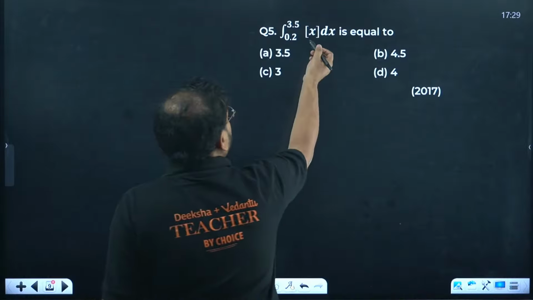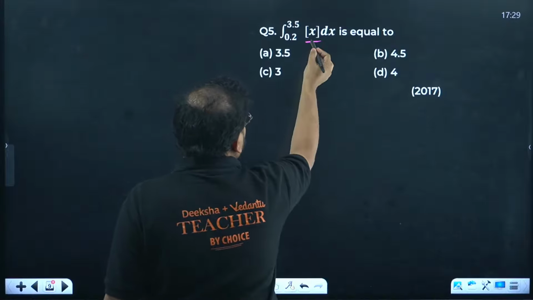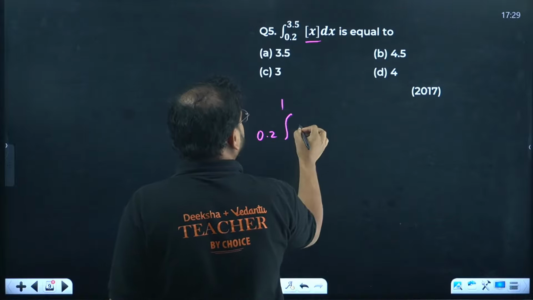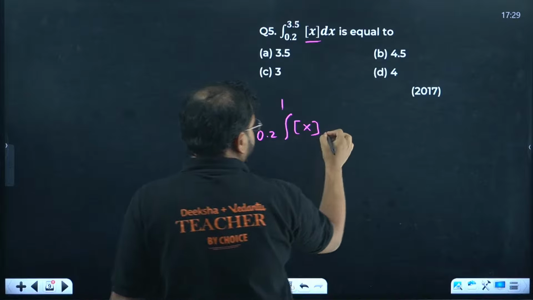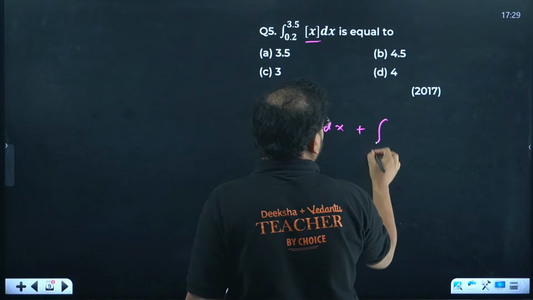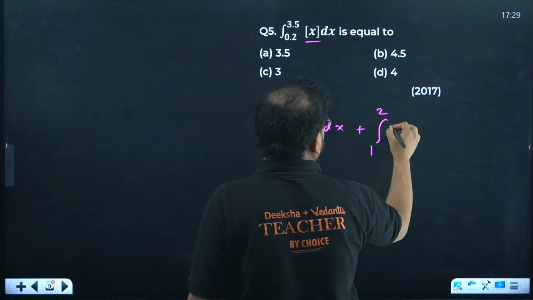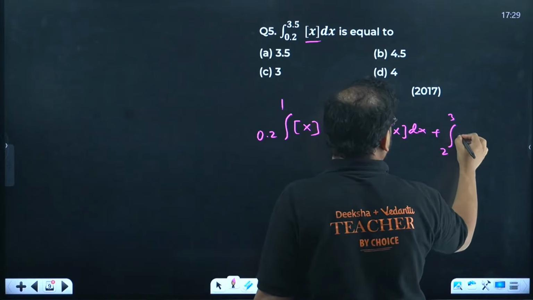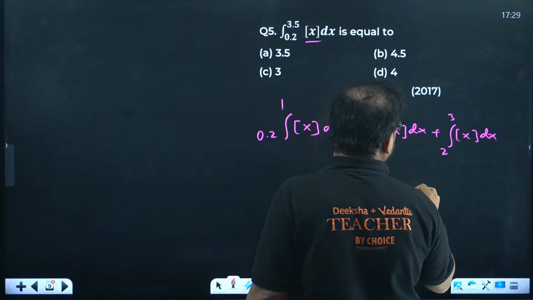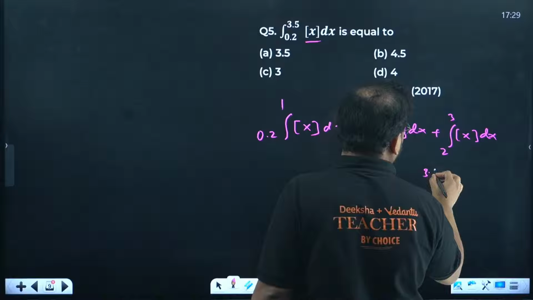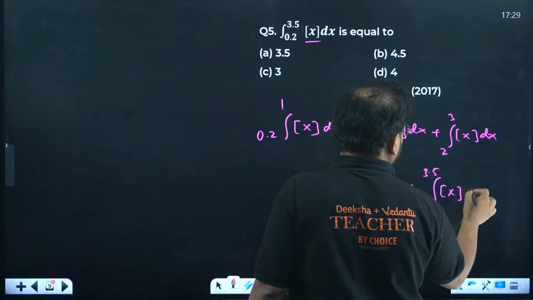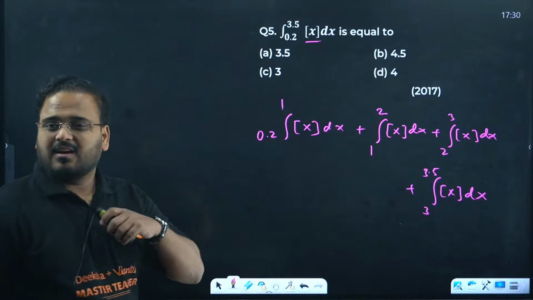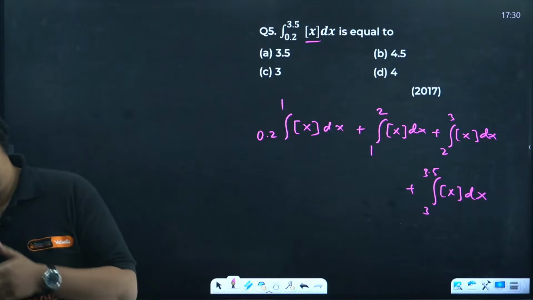How do you solve this one? G of x is there, so we know that we can break this down from where to where? 0.2 to 1, right? Then we can break this from where to where? 1 to 2. Then again we can break it from 2 to 3 plus 3 to 3.5. Same thing now. Am I right? That's your answer. That's how you split the integration: 0.2 to 1, 1 to 2 and 2 to 3.